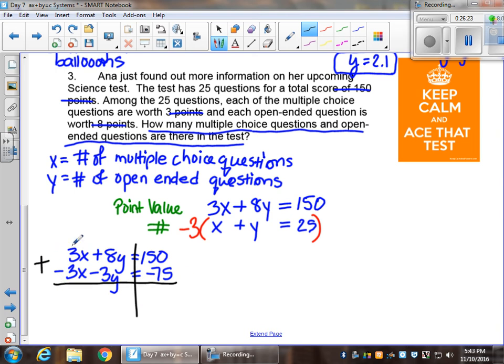And now let's see what happens when we linearly combine these. Well, 3x minus 3x, that's gone. That's 0. How about 8y minus 3y? 8y minus 3y is 5y equals 150 minus 75. 150 minus 75 equals 75. We'll divide both sides by 5. 75 divided by 5 is 15.